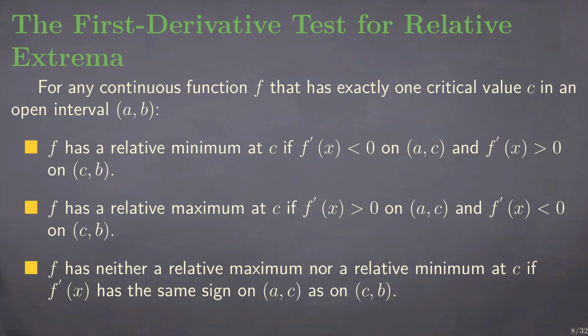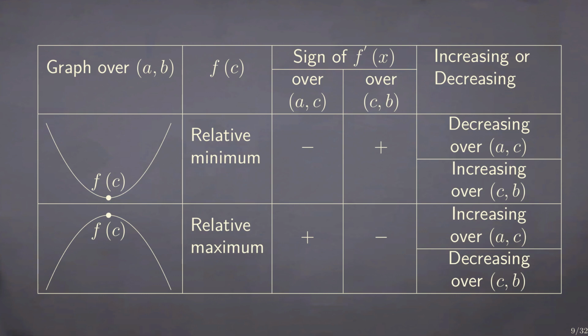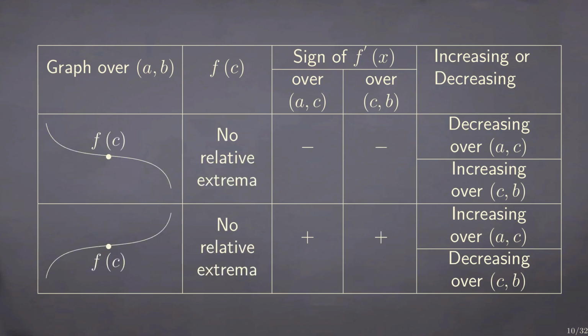To help you easily memorize the first derivative test, the following table is useful. So here we see that if the signs of the derivative of f(x) are different over the open intervals (a, c) and (c, b), then f(c) is either a relative minimum in case the sign of f'(x) is minus over (a, c) and plus over (c, b), and is a relative maximum in case the derivative has signs plus over (a, c) and minus over (c, b). And now if the signs of the derivative of f are the same over (a, c) and also over (c, b), then there is no relative extrema for f over (a, b).